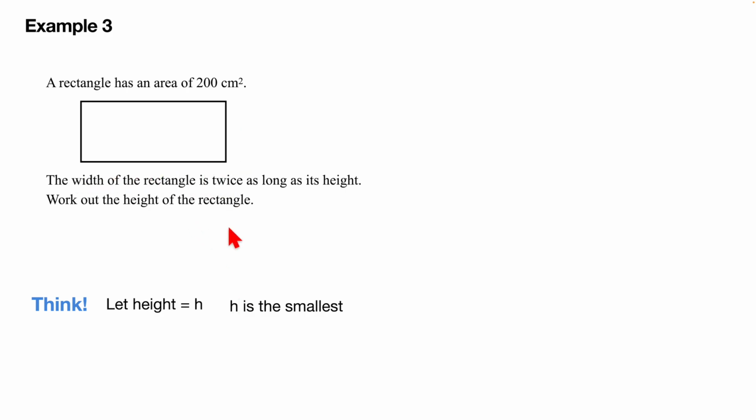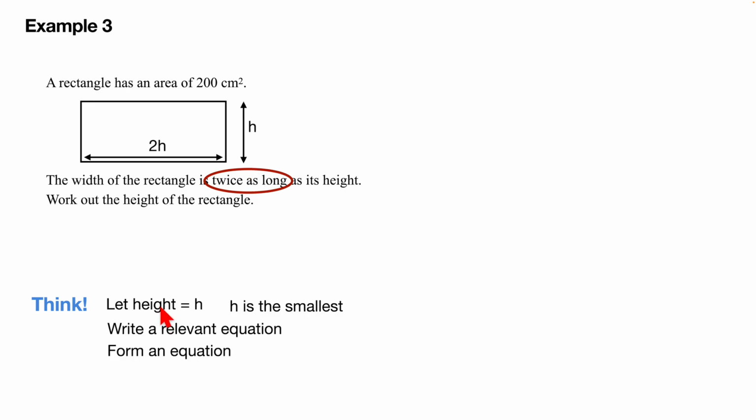That's 2h. Why do I make it the smallest? Because I don't like fractions. So that's h, and that's twice as long, that's 2h. If I made this w, then this would be w over 2, or half w, and I don't want fractions. So make the smallest thing equal to your variable. Write down a relevant equation. Form an equation. Solve it to find h.